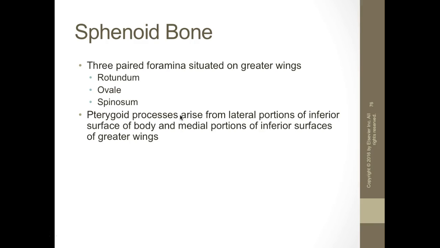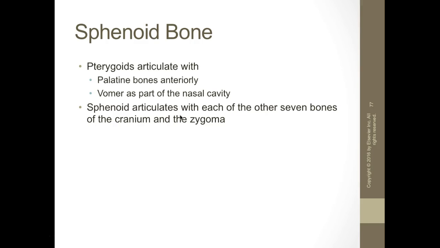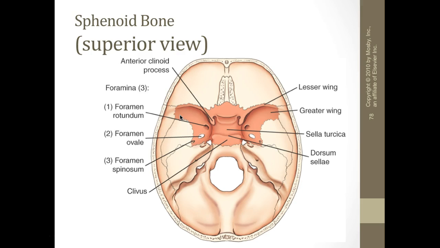So the pterygoid process arises from the lateral portions of the inferior surface of the body and the medial portions of the inferior surface of the greater wing. You get all that? All right, it's better just to look at it. I'll explain it all when we see the bone. So the pterygoid articulates with the palatine bones anteriorly. The vomer is part of the nasal cavity. So the sphenoid articulates with each of the other 7 bones of the cranium and the zygoma.